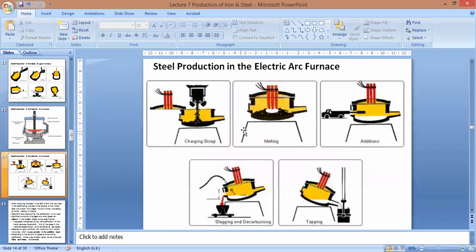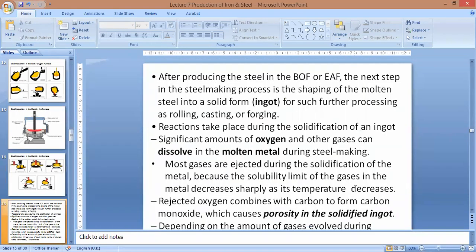So you have the charging scrap, you have the melting here, the additions here. Some additions are added there, as well as slagging is happening here, as well as tapping on the other end. So you see that also in detail.